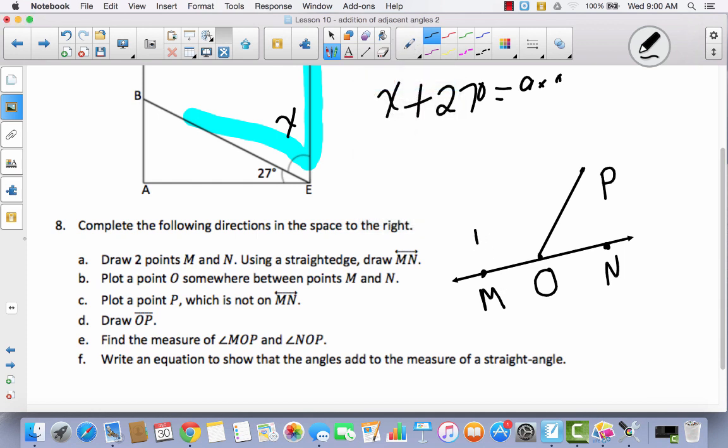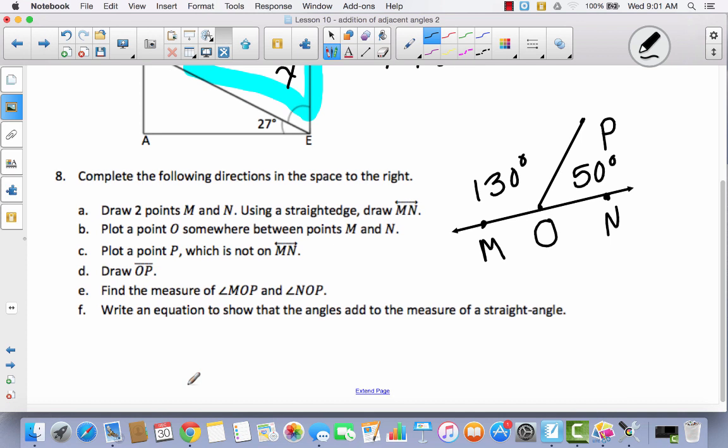And again, yours is not going to be like mine because we drew ours differently, and that's okay. But when I add these two together, they should equal the straight angle, which is 180 degrees. So that's what the last part is. Write an equation to show the angles add to the measure of a straight angle. So I'm going to say 130 degrees plus 50 degrees equals 180 degrees. Again, your angles will be different from mine, but they should equal somewhere close to 180 degrees. It may be off a couple of degrees because your measurements and your lines aren't exactly perfect, but it should be really similar.